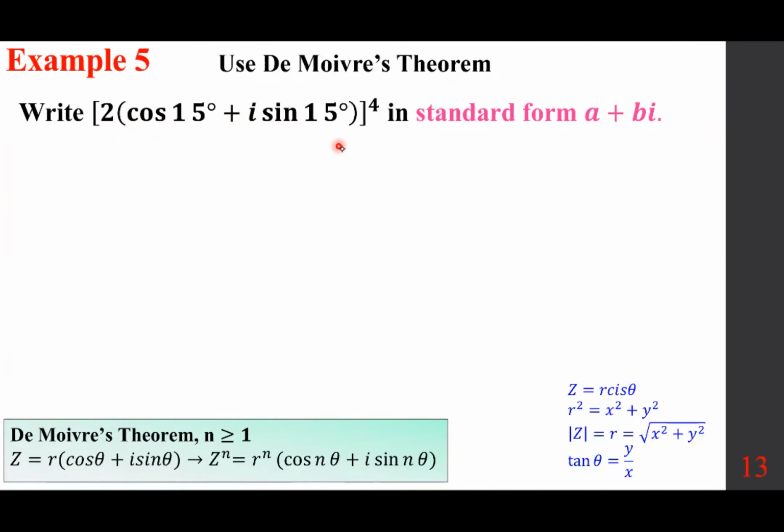So according to De Moivre's theorem, if you want to take this to the power of n, then it's r to the power of n. Remember, we want it to the power of 4. So 2 to the power of 4, and then cosine of n theta, n is 4. So cosine of 4 times 15 plus I sine of 4 times 15, according to this.